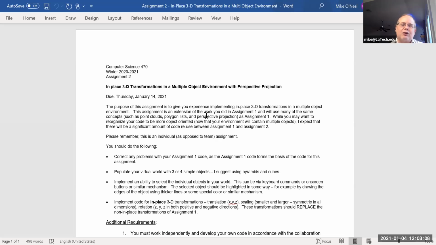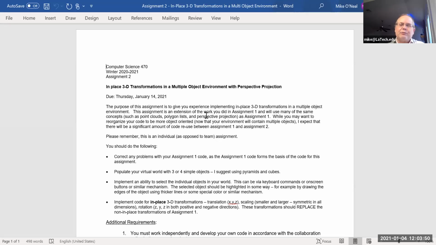So what are the 2 big takeaways? You're going to define multiple objects, and you're going to do in-place scaling and rotation. And we see that in the title, in-place 3-dimensional transformations in a multi-object environment with perspective projection. So the perspective projection hasn't changed. We now have multiple objects instead of a single object, and our transformations are in place where originally they were not in place. So you're making multiple objects, and you're making the transformations in place.